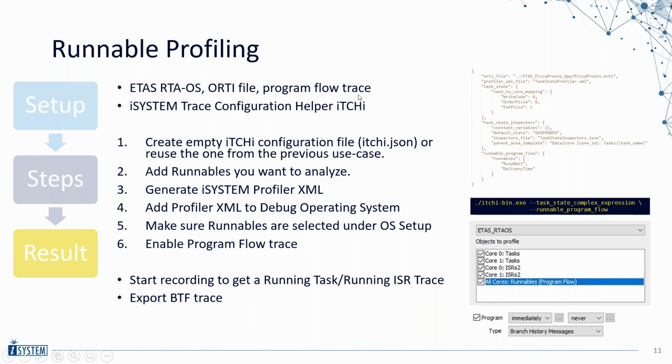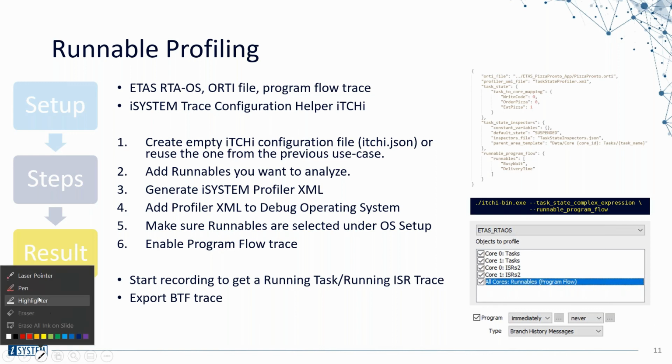So we need program flow trace available to do that. And we need the iTCHi again to help us with the configuration. In this case, we can start with an empty iTCHi file, or we can reuse the previous file. We add the runnables that we want to analyze to the iTCHi.json file, regenerate the profiler XML, and then again, we need to add the profiler XML to the operating system menu in WinIDEA. We have to make sure that the runnables are selected in the OS setup.